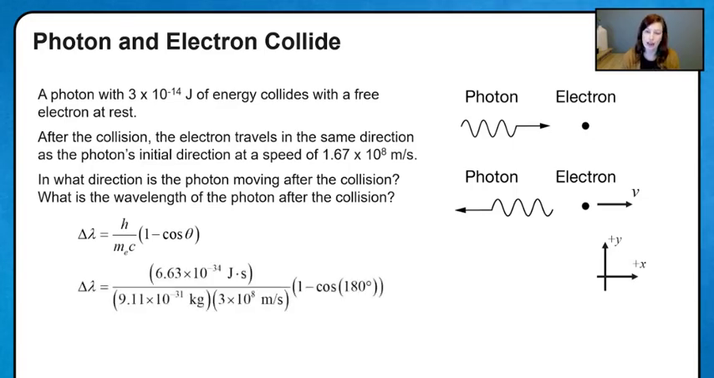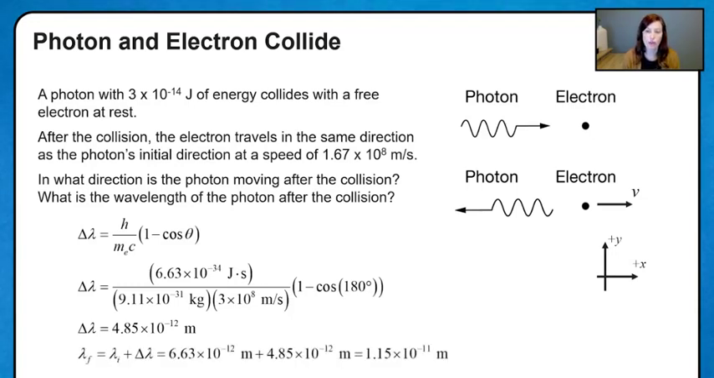We'll substitute Planck's constant in joule seconds so that we can match up our units, the mass of the electron in kilograms, and the speed of light in meters per second. Because the photon emerged from the collision traveling in the exact opposite direction, the scattering angle is 180 degrees. So therefore, the change in the wavelength is 4.85 times 10 to the minus 12 meters. Adding this change to the initial wavelength of the photon, which can be calculated from its initial energy, gives a final wavelength of 1.15 times 10 to the minus 11th meters.